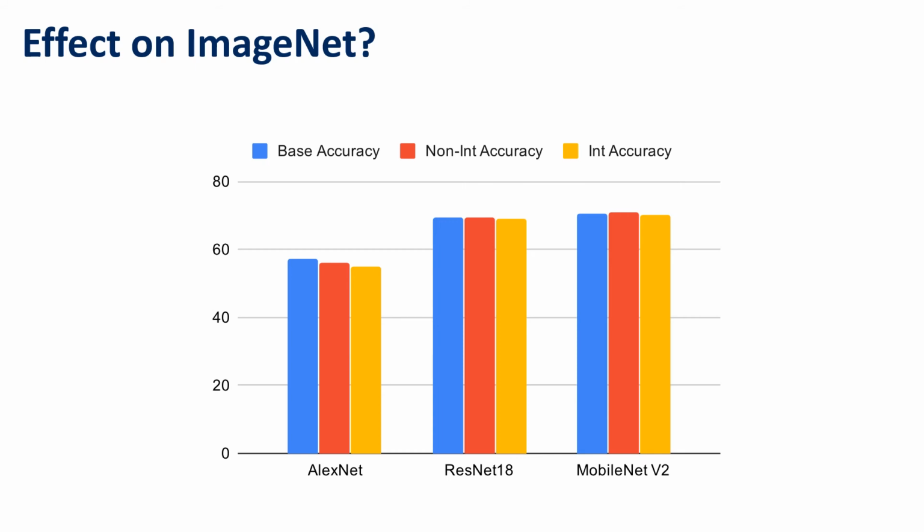Now the yellow bar represents the final integer bit length accuracy after fine-tuning. These are accuracies we will get once the network is deployed. They show only a slight dip in accuracy versus the non-integer version, and roughly the same as the baseline.